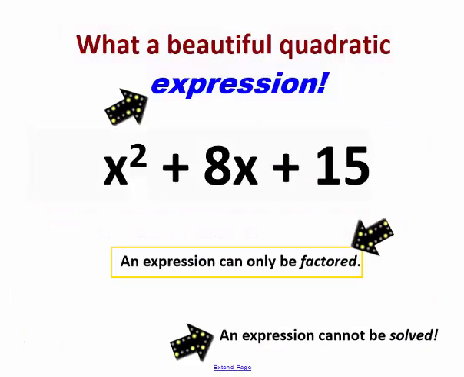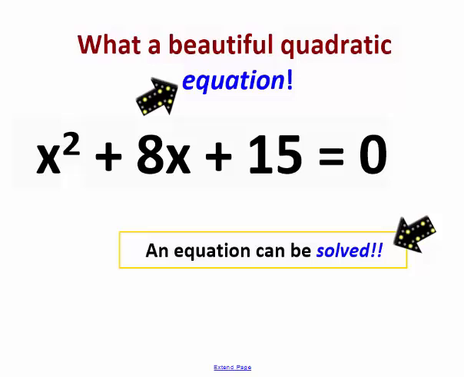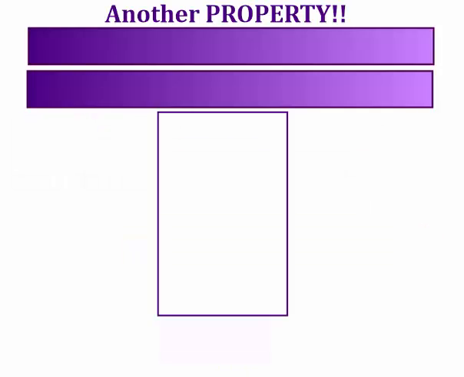So this is a quadratic expression. It can only be factored. It cannot be solved. In order to solve it, we need to have it as an equation. This is an equation and it can be solved. So in order to embark on this exciting adventure, we are going to have yet another property.